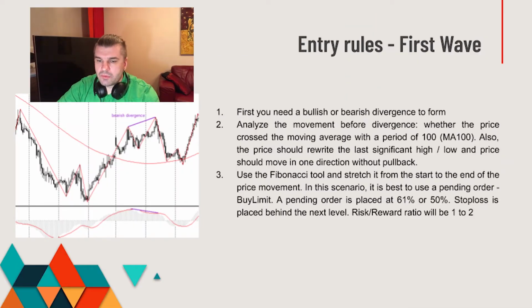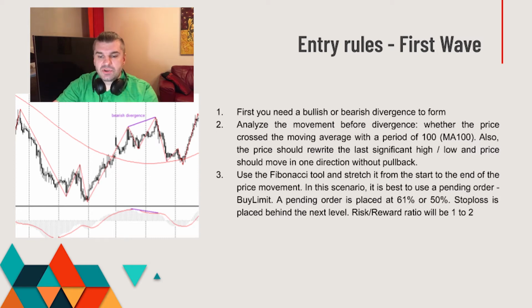Now let's look at the first scenario, the first wave. What you need to determine MACD divergence and how to act when you have determined this pattern. First, you need a bullish or bearish divergence to form. Second, analyze the movement before the divergence. Did the price cross the moving average with a period of 100? The price should rewrite the last significant high or low, depending on the direction the price moves. The price movement should resemble an impulse, a movement in one direction without pullback. Third, use the Fibonacci tool and stretch it from the beginning of the movement to the end of the movement.